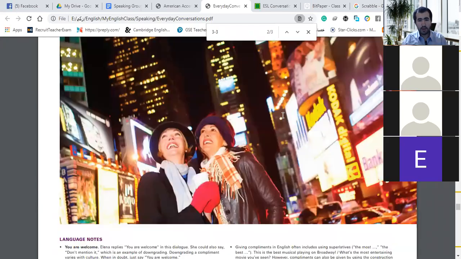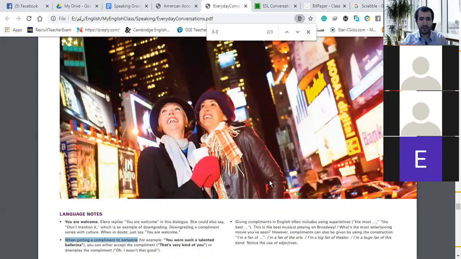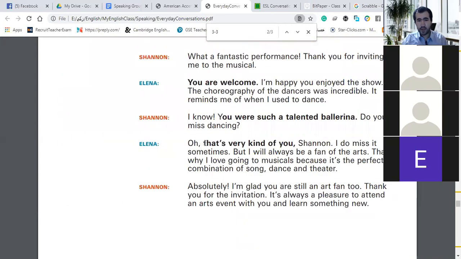Well, with this expression, if you can see here, when getting a compliment from someone, for example, you are such a talented ballerina, you can either accept the compliment, saying that's very kind of you, or downplay the compliment. Downplaying the compliment means, oh, I wasn't that good. So here, Elena accepts the compliment and says, that's very kind of you, Shannon.